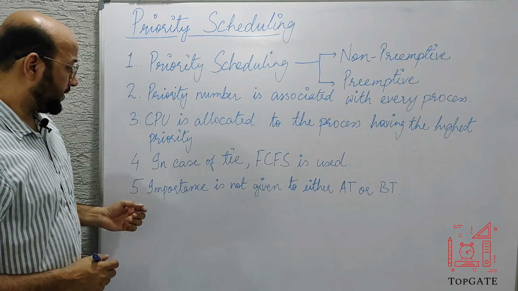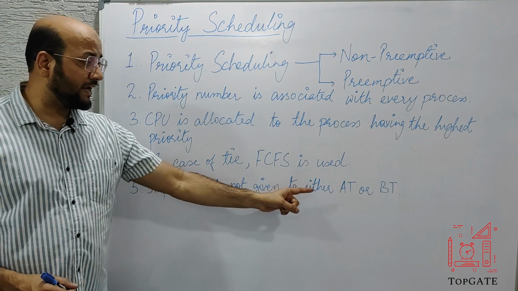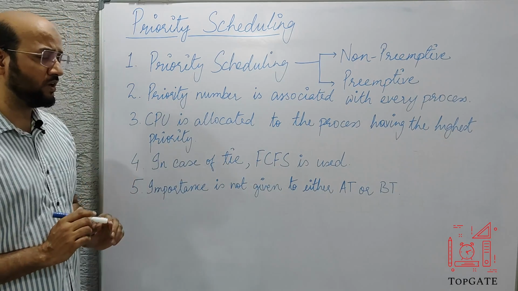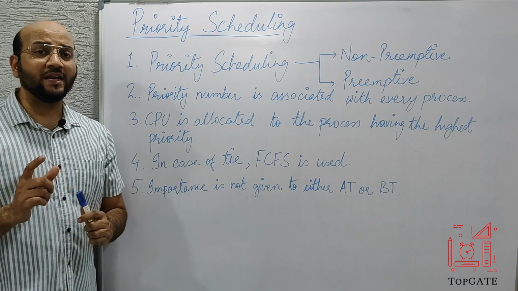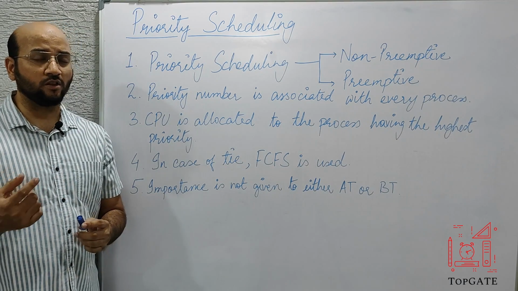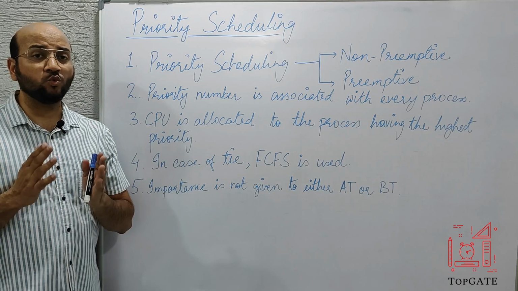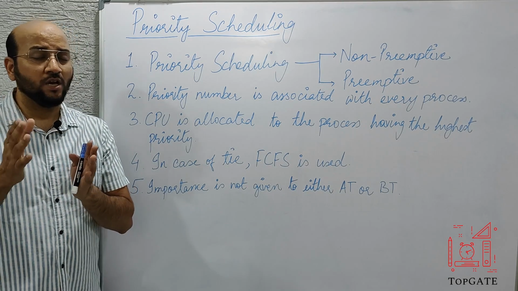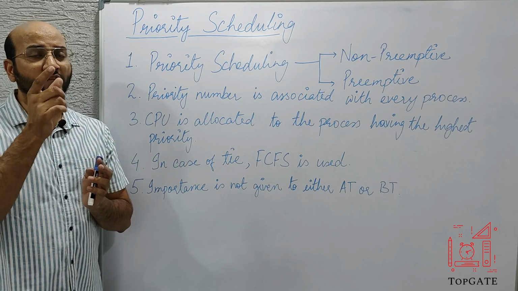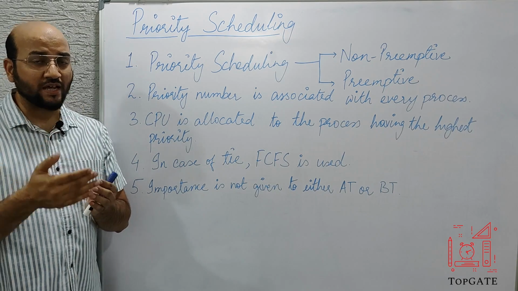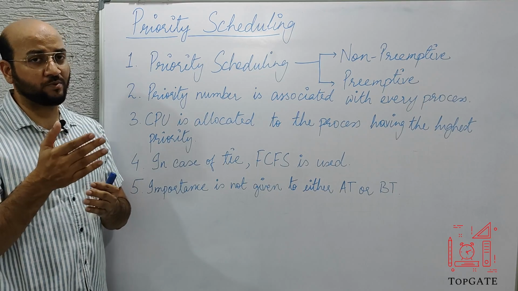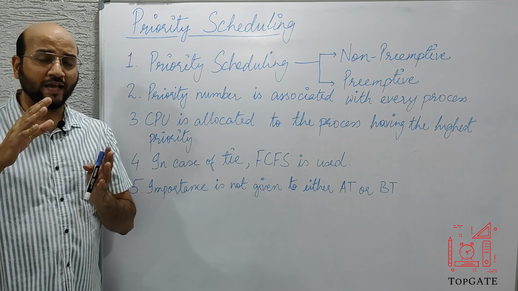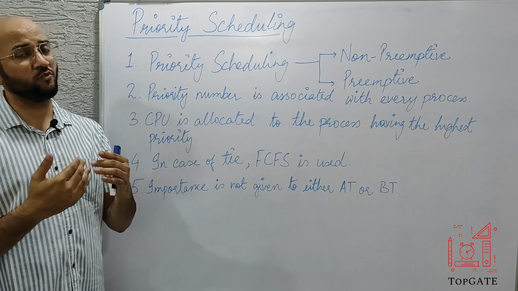Clear? Fifth point, importance is not given to either AT or BT. AT is the arrival time, BT is the burst time. Now that is the most important thing in this one. Why important? Because when we studied the FCFS algorithm, I told you that the importance was given to the arrival time. We were not concerned with the burst time. Burst time can be anything in that case, but we were most concerned with the arrival time. That is, if a process is arriving early, then it has the highest priority. That is, it has to be scheduled first. And the process which comes later has to be scheduled later on. So that was first come, first serve. Fine.